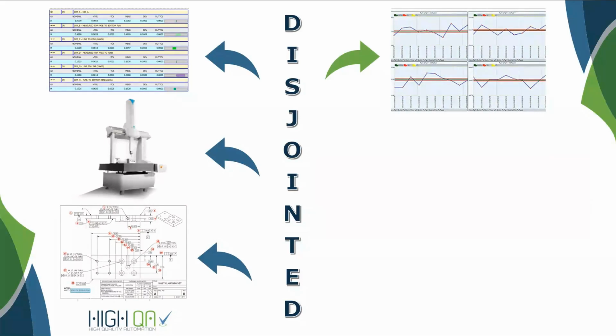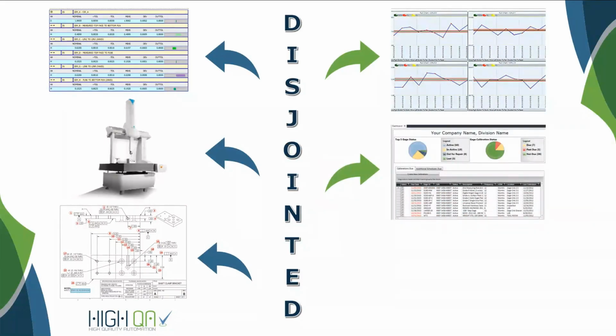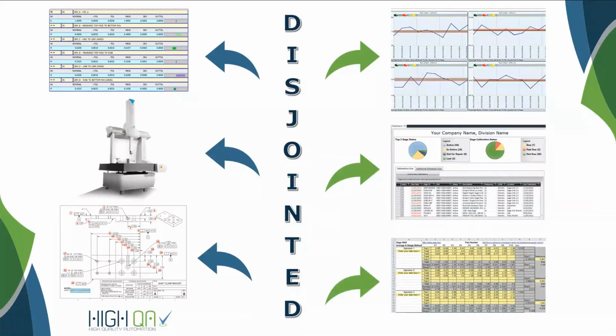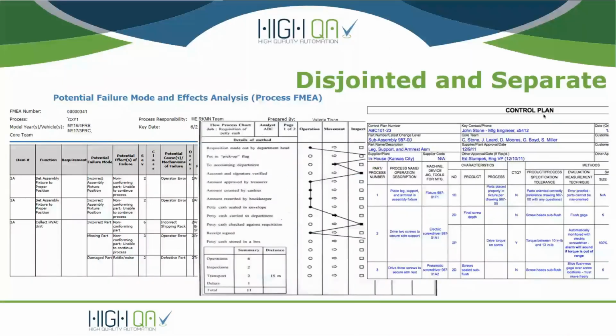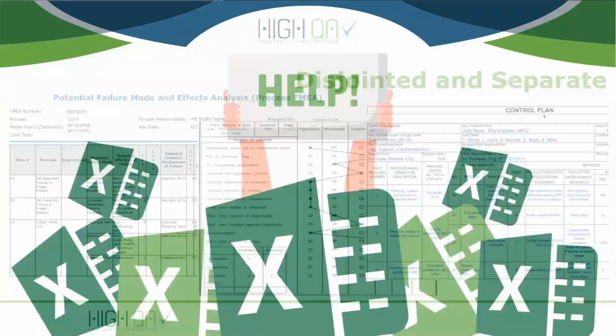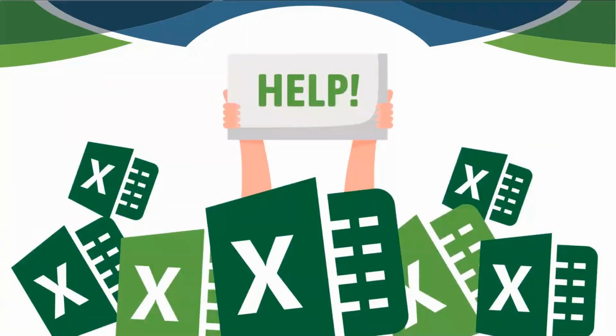SPC is calculated in yet another software. Gauges are tracked manually or in a standalone software. And gauge R&Rs are calculated or compiled in yet another software. On top of all that, the process flow, the control plan, and the PFMEA are typically manually generated in Excel. So now you can see why quality engineers and quality managers often refer to this as death by spreadsheet.